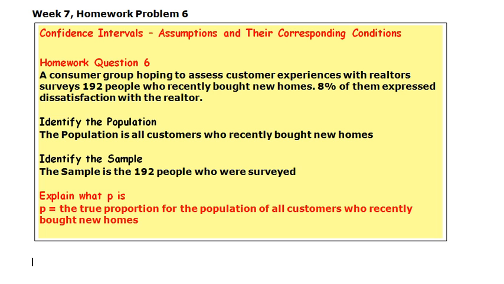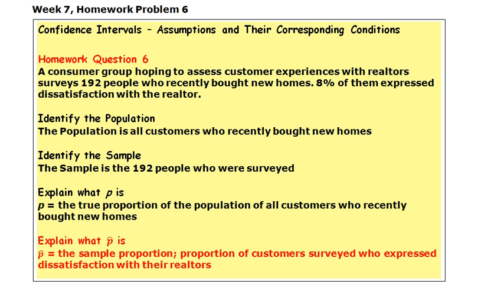Now we'll explain what P is. P is the true proportion for the population of all customers who recently bought new homes. And finally, we'll explain what P hat is. P hat is the sample proportion. It's the proportion of customers surveyed who expressed dissatisfaction with their realtors.